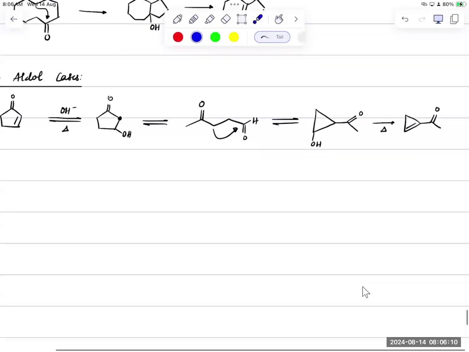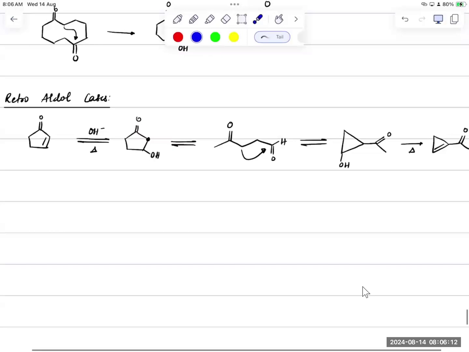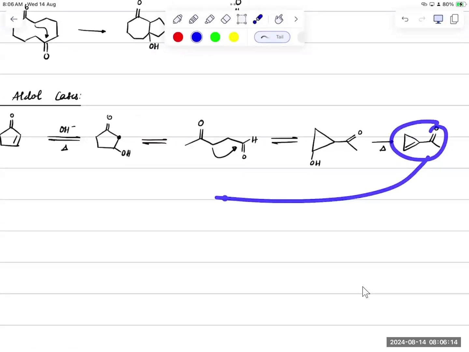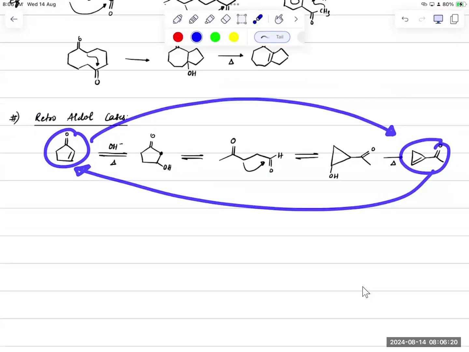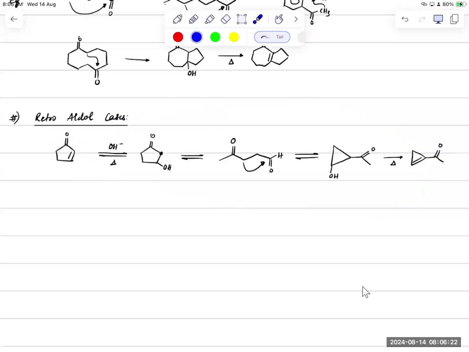So even if the question is given this one, you will have to go towards this side. If the question is given this one, you'll have to go towards this side. So it depends upon which direction you're going. It is not about stability. Retroaldol is all about showing that two aldols can coexist.